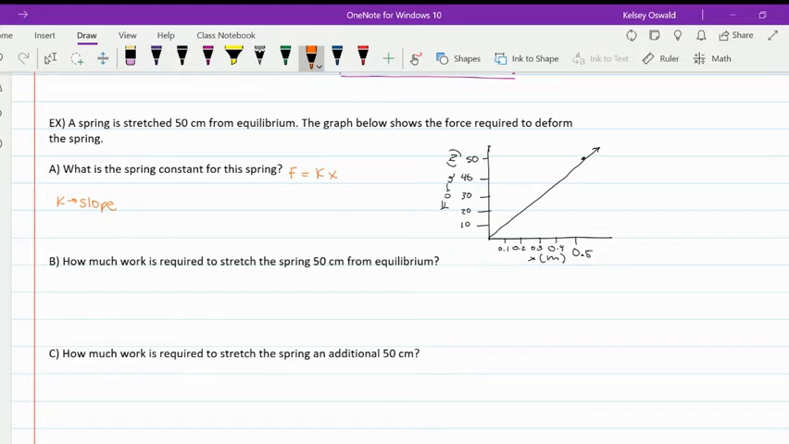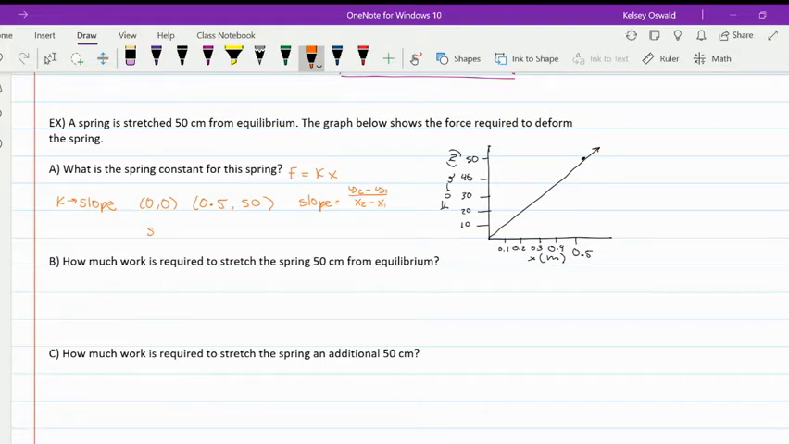So to find our slope, we need to pick 2 points. Here we'll start at 0, 0, because when we applied 0 newtons of force, our spring was stretched 0 meters, and 0.5 and 50, because when we applied 50 newtons of force, our spring was stretched 0.5 meters. So remember, to get our slope, we want to do rise over run, so y2 minus y1 over x2 minus x1.